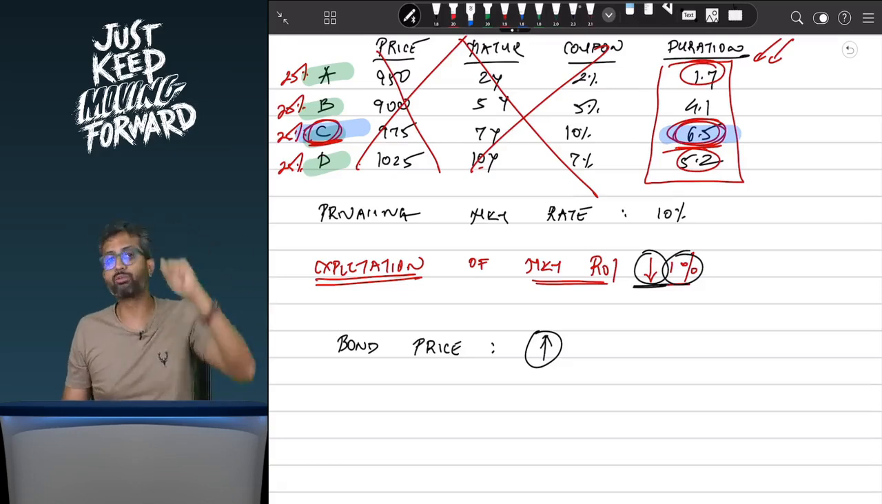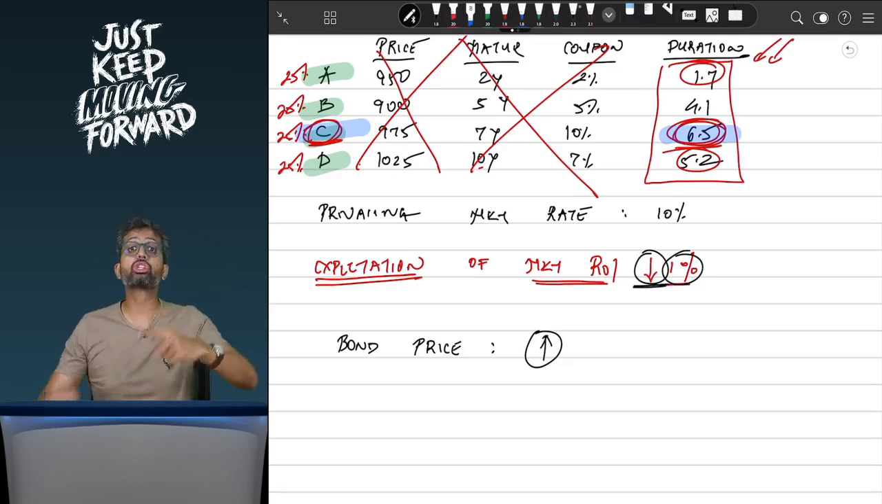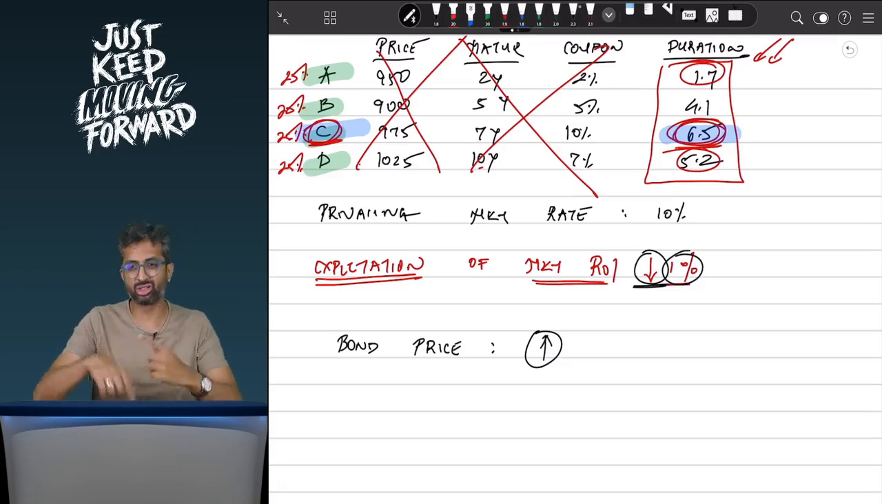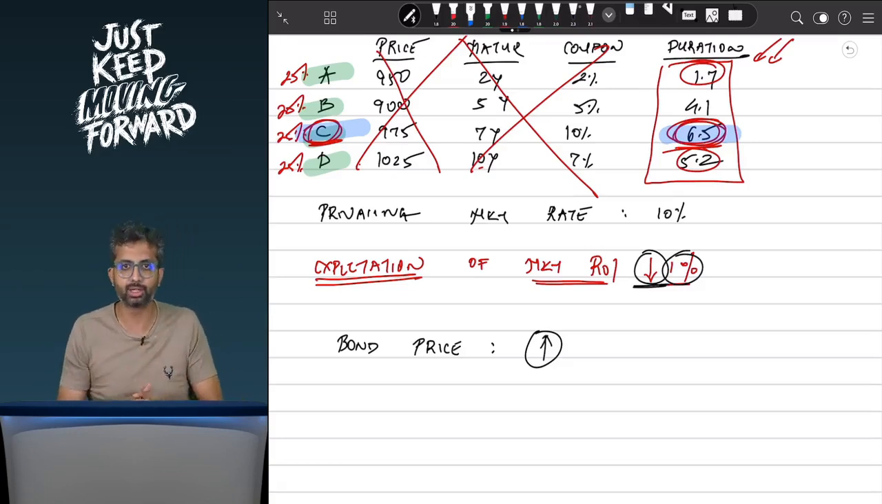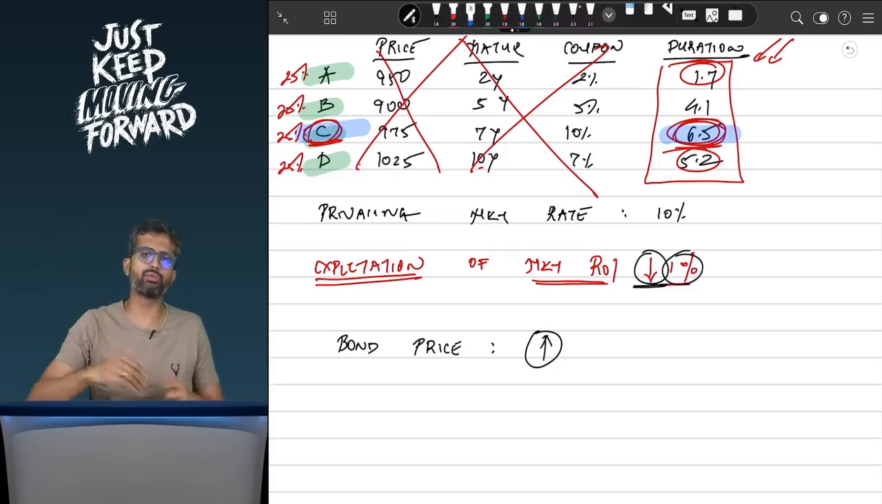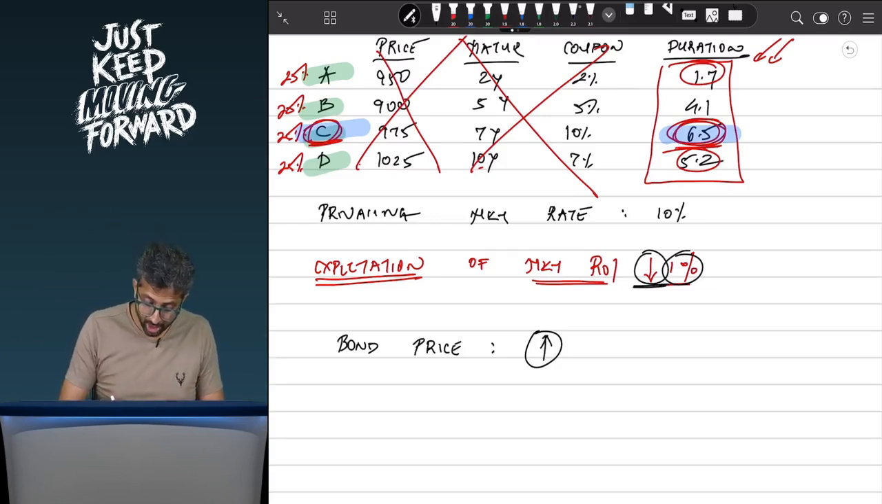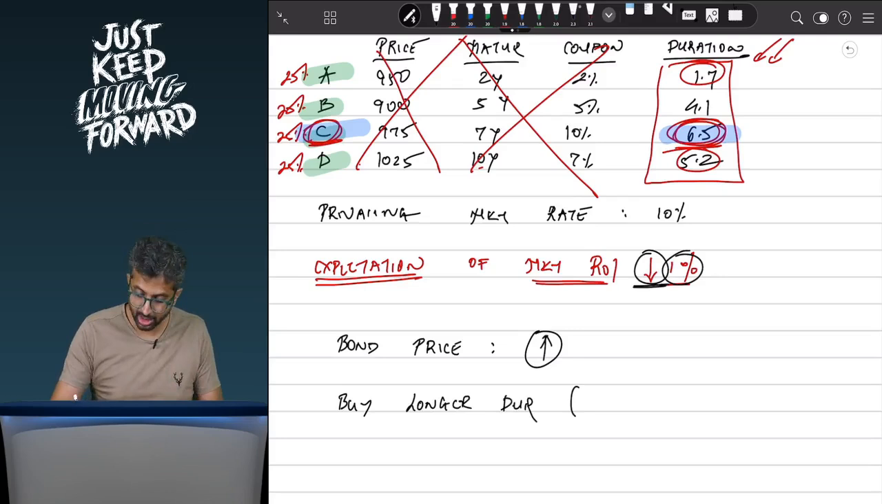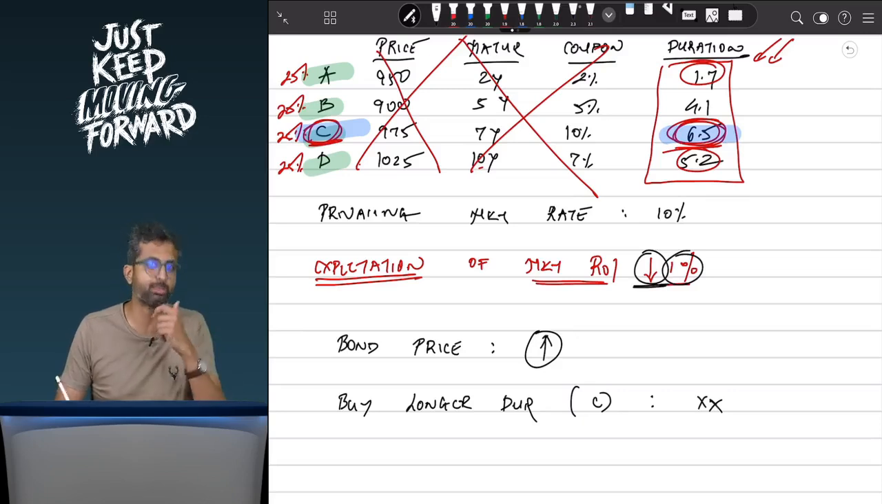But let us say I don't have money, then I'll have to churn the investment portfolio. What do you mean by churn? I'll have to sell something to buy something. I'll say, well, I don't have the money. I had 100 crores, out of which I've deployed 25 crores everywhere. I know that I need to buy the longer duration bond in this case. Why? Because this will go up the highest. For example, bond C. But to invest money in bond C, I don't have any money. It is fully deployed. I'll have to sell some bond.